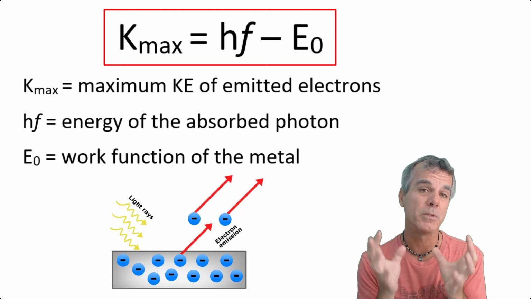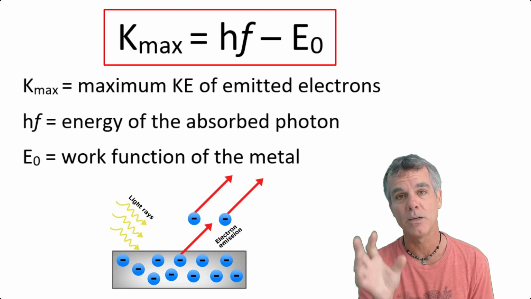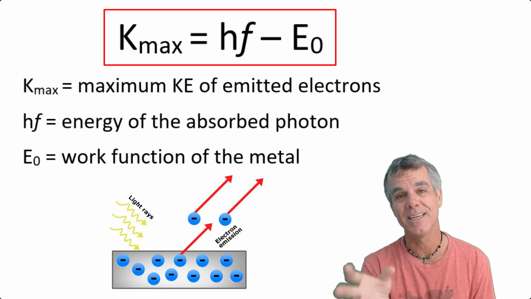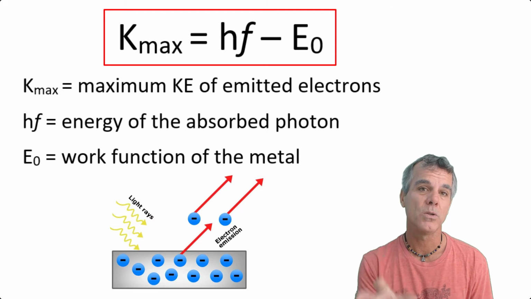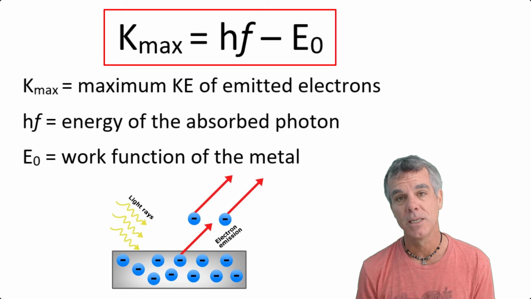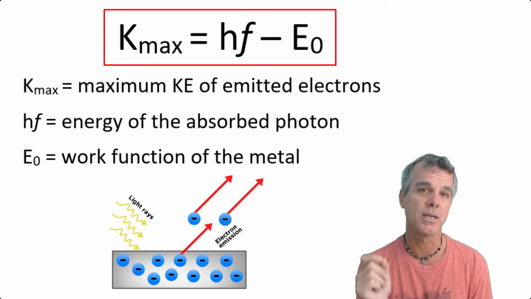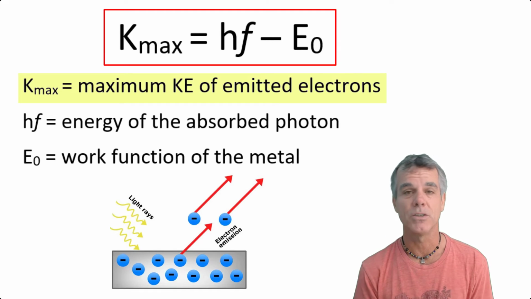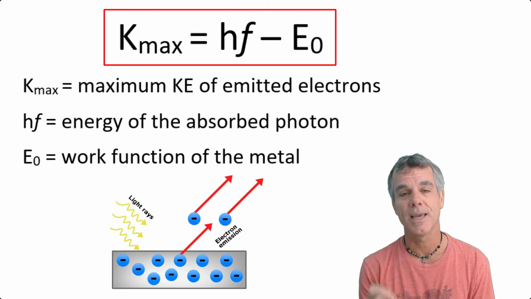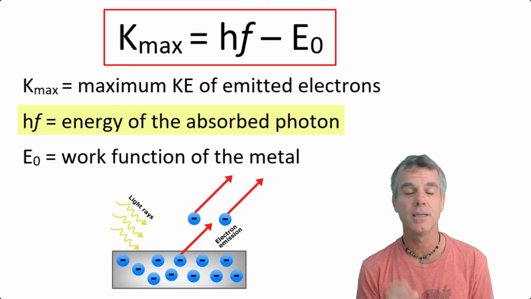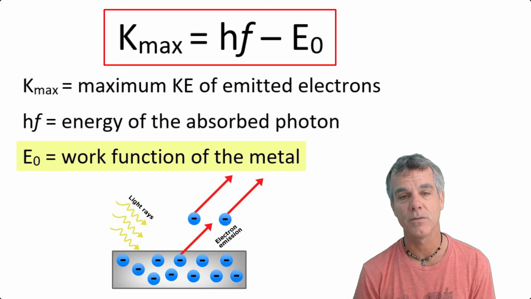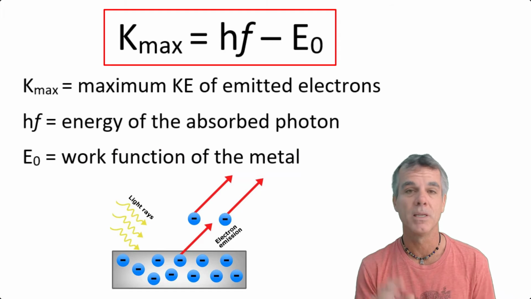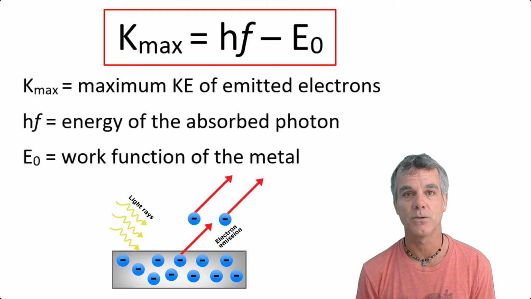If an electron absorbs more energy from a photon than is required to eject the electron, then that excess energy absorbed by the electron goes into the kinetic energy of the electron. The reason we use K max, the maximum kinetic energy, is because the electron can lose energy in the process of escaping the metal. So again, K max, the maximum kinetic energy of the ejected electron, is equal to hf, the energy of the absorbed photon, minus E naught, the work function of the metal. So let's take a look at each of these three quantities and how you go about using them in solving problems involving the photoelectric effect.